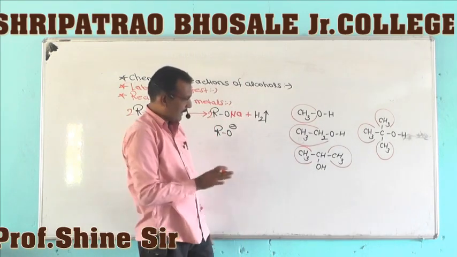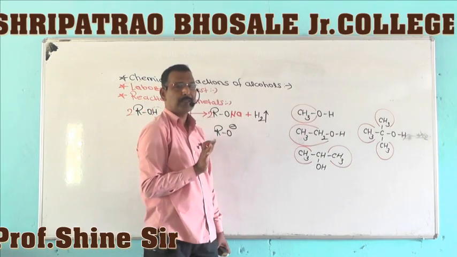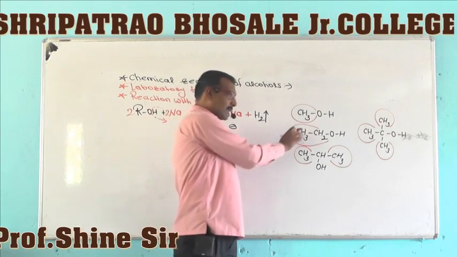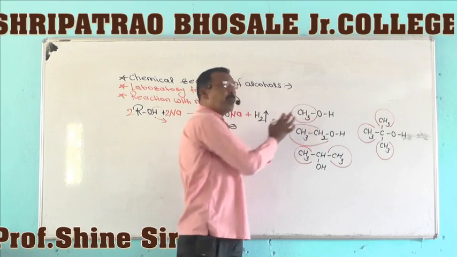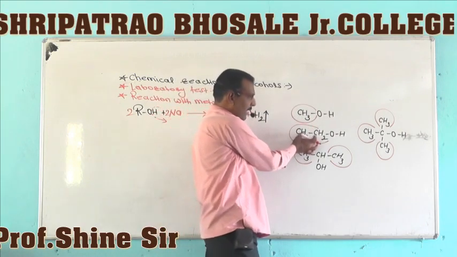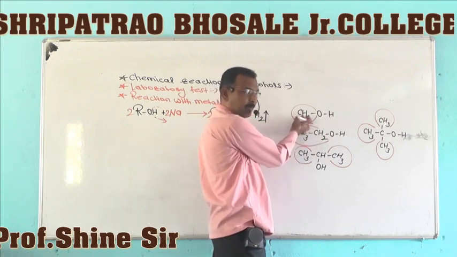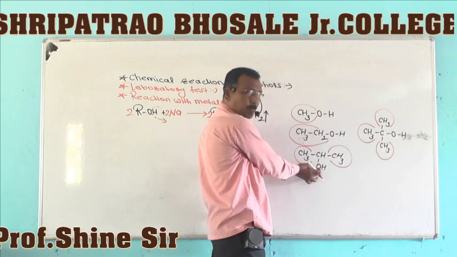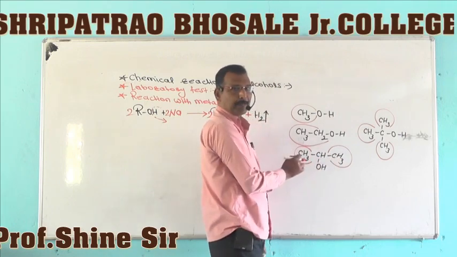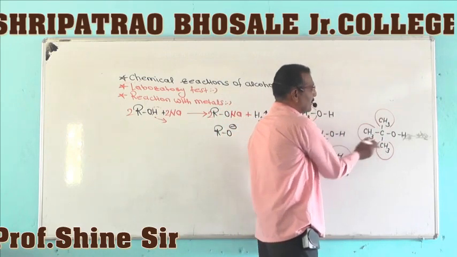So the most acidic here is methyl alcohol. Why is it most acidic? Because here there is an effect of only one methyl group. In case of ethyl alcohol, there is a greater effect of the ethyl group compared to the methyl group. In case of isopropyl alcohol, there is the effect of two methyl groups. In case of tertiary butyl alcohol, there is the effect of three methyl groups.